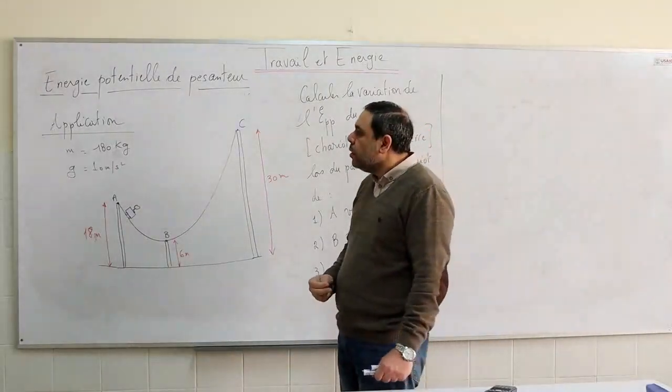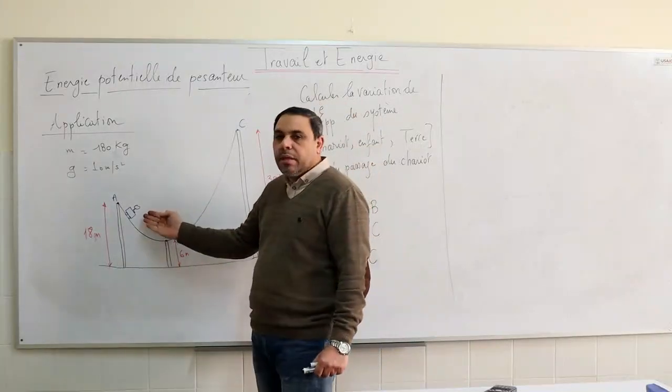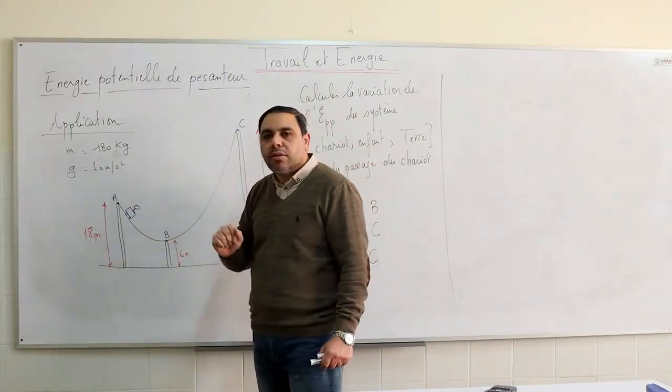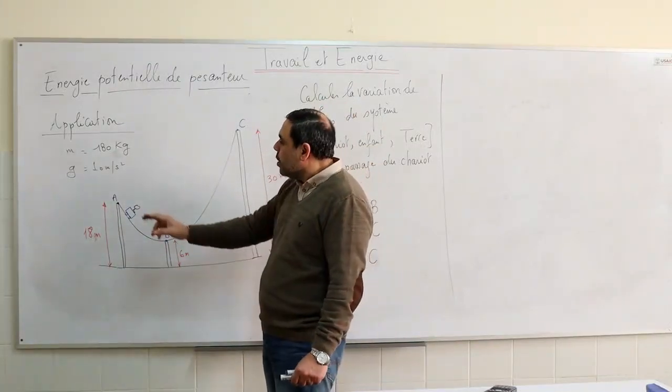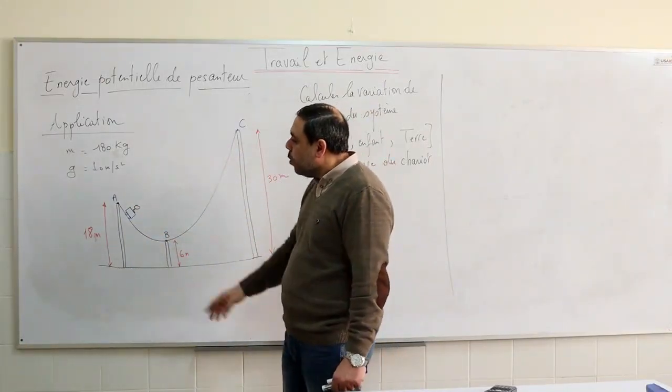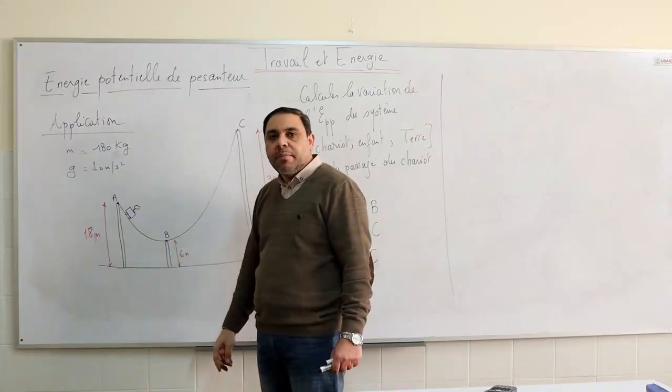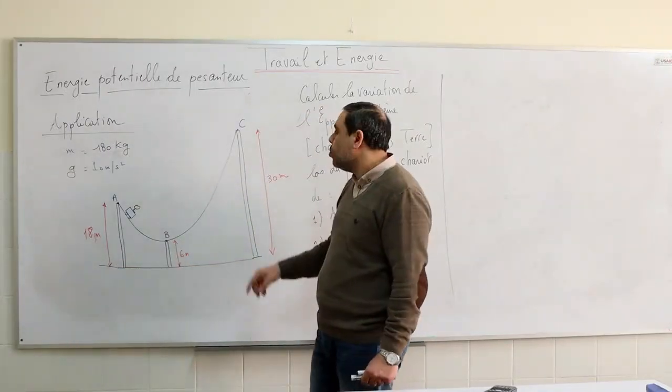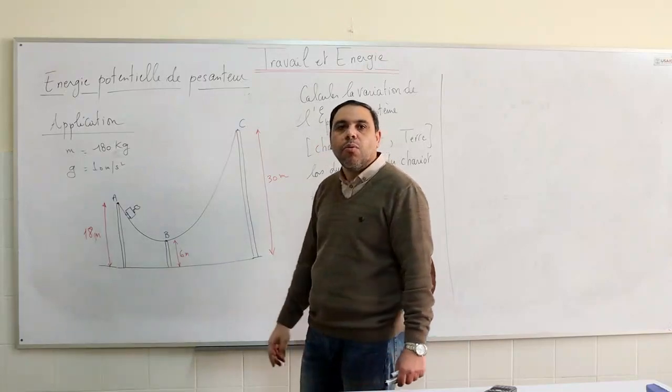Now to solve an application. We have a cart with a child in it. The total mass is 180 kilograms. The cart moves on the track ABC. The point A is at 18 meters from the ground, B is at 6 meters, and C is at 30 meters from the ground.